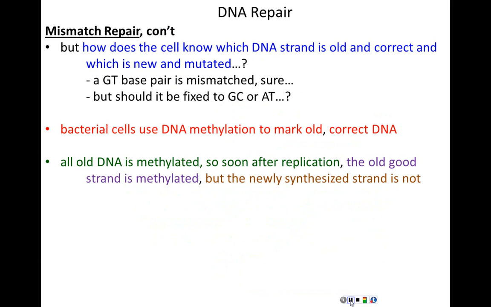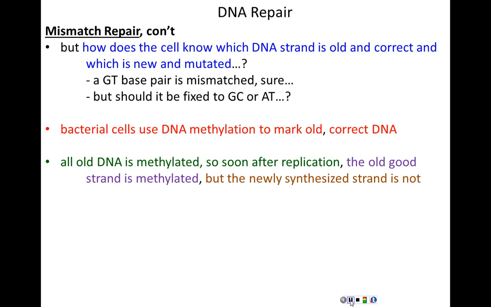We start with old DNA, and it's methylated. We separate those two strands. Now we have two methylated strands, both old, both trustworthy, but they're separated. We're going to use each of those strands as a template strand for building a new one. So now we're building new DNA, using the old strands as a guide. Those new DNA strands are not methylated. They're too new. So we put new DNA down.